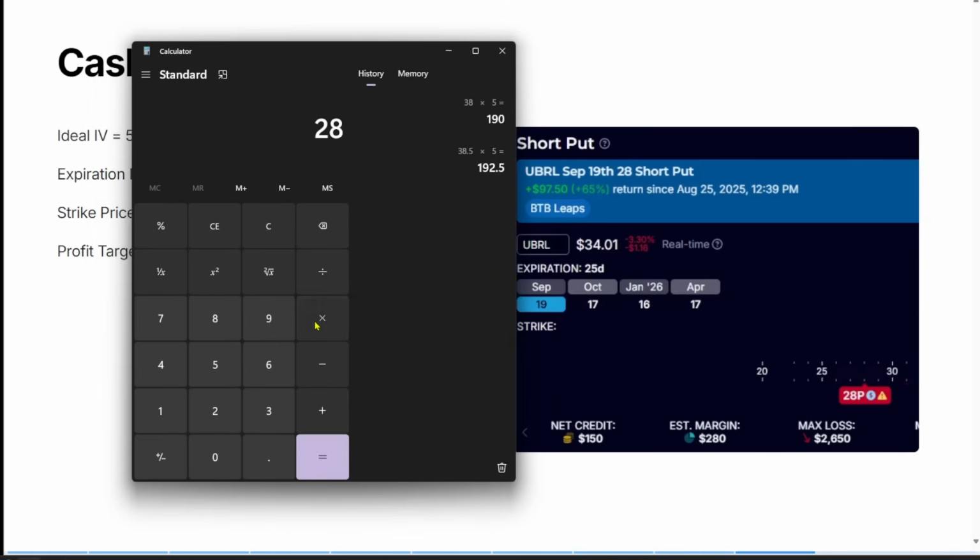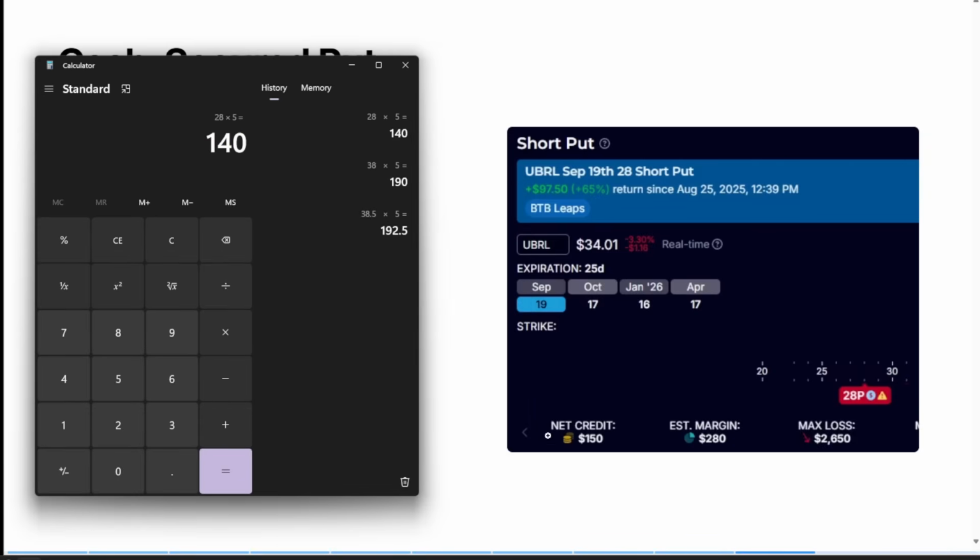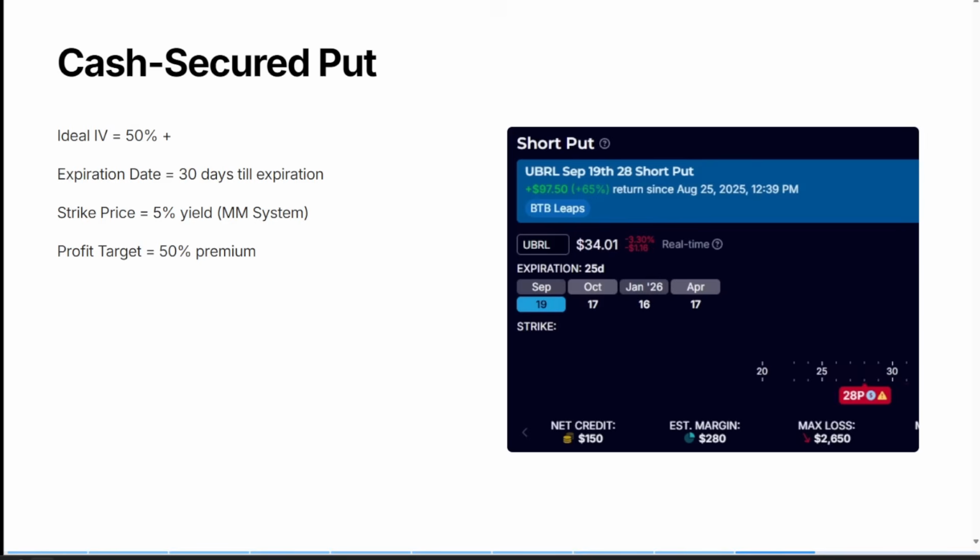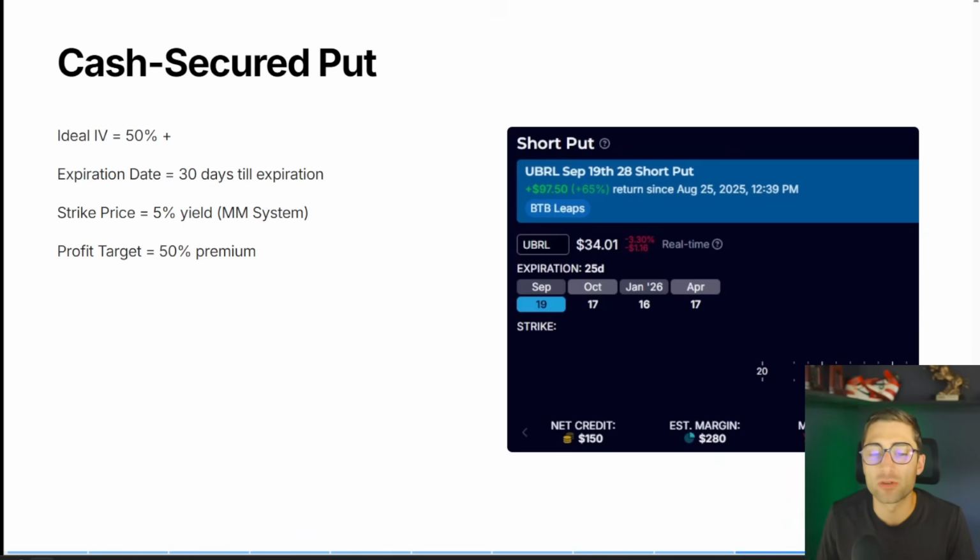The quick math is multiply this by 5. That's your 5% return. And the premium needs to be about 140. And you can see the premium when I entered this trade with the students was 150. So it's pretty close to 5% return. It's just a little bit higher. And that's totally cool. So that's my bread and butter trade I would ever put on in the coaching program.